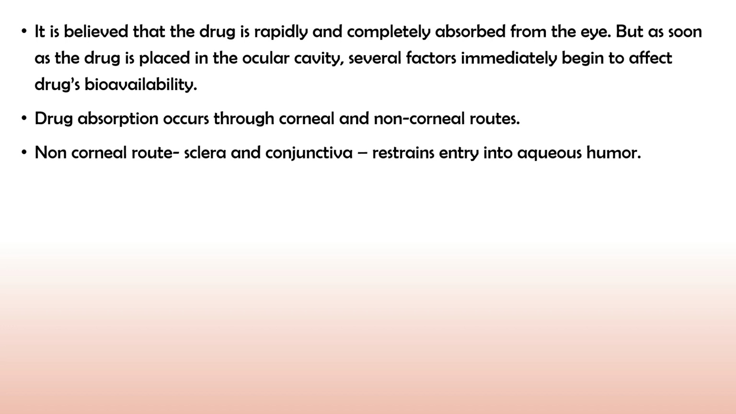Now what is the non-corneal route? Corneal route means the drug passes directly through the cornea, but the non-corneal path includes the sclera and conjunctiva. The sclera and conjunctiva are not a significant barrier for drug penetration, but they restrain the entry into the aqueous humor, which we don't want. We want our drug to go into the aqueous humor. The drug from the cornea goes directly into the aqueous humor after absorption.